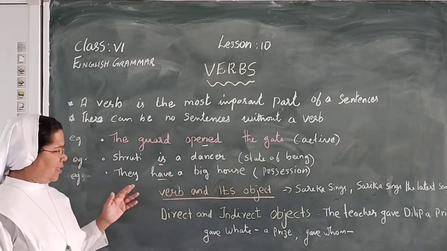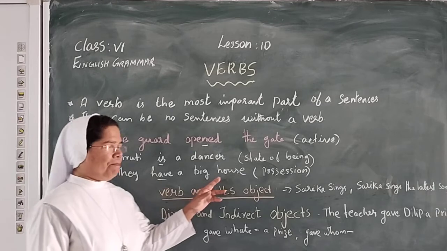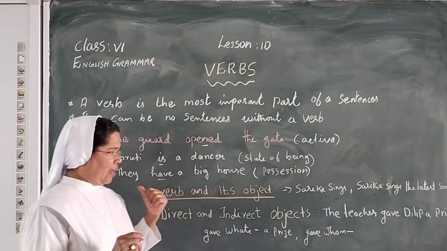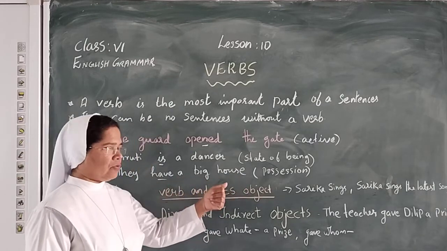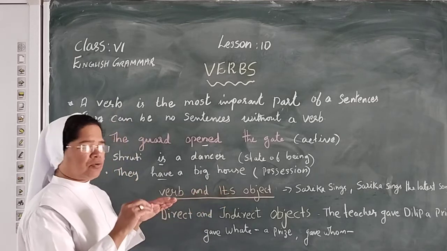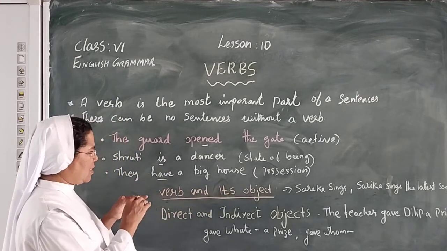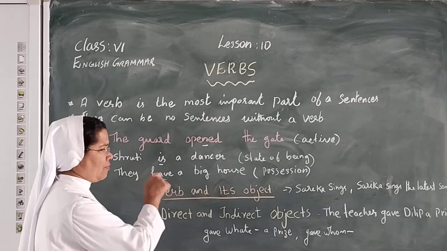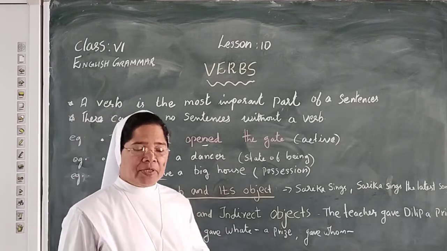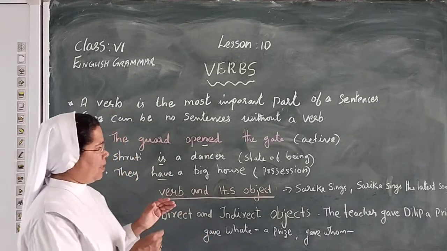Third sentence: they have a big house. This is a position sentence. In this sentence, have is the verb. So each sentence has its own verb.